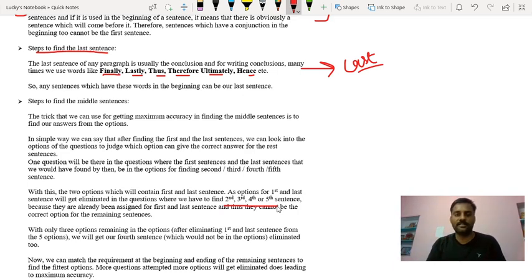In such questions, the first and the last will both be given, and we will have to find the second, third, fourth or fifth. In that way, 2 options automatically get eliminated because these are the first and the last, which is what we have just found. Out of these, second, third, fourth and fifth, 4 options are remaining, but now we are left with just 3 options.